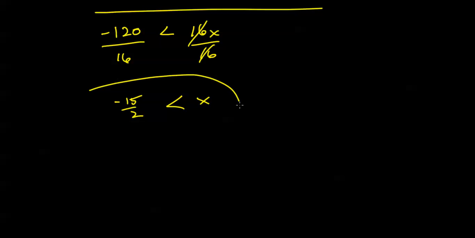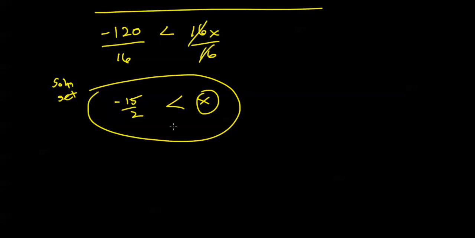Now here is my solution set. Sometimes students have trouble reading these right to left. This tells me x is greater than minus 15/2. If minus 15/2 is less than x, that means x is greater than minus 15/2. Everybody agree? Notice this inequality statement is kind of like a crescendo symbol in music.